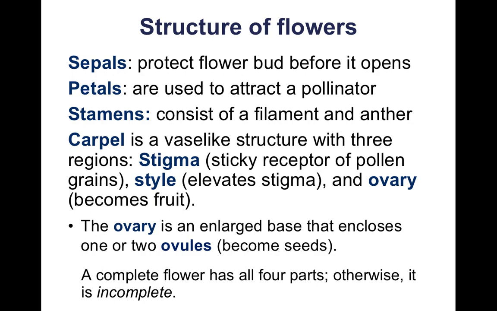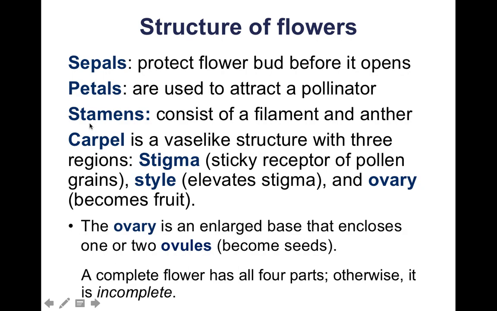The colored ones are also going to have a similar function as the petals, which are going to be the next circle of structures. The next circle of structures are the petals, and they're often brightly colored. Sometimes they contain nectar glands to attract pollinators. So the function of the petals is to attract a pollinator to the plant.